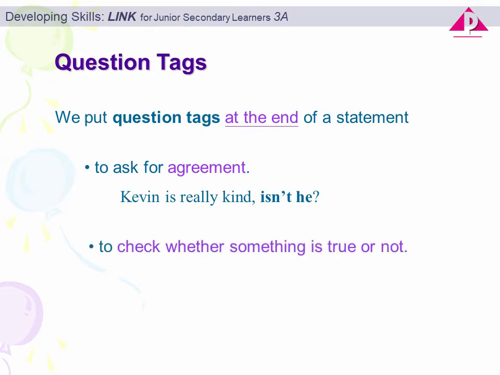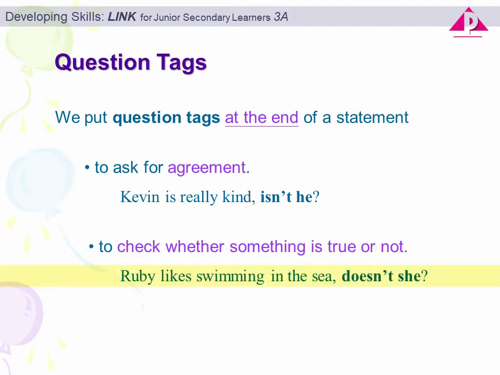Also, it can be used to check whether something is true or not. You can see this use in the following sentence. Ruby likes swimming in the sea, doesn't she?